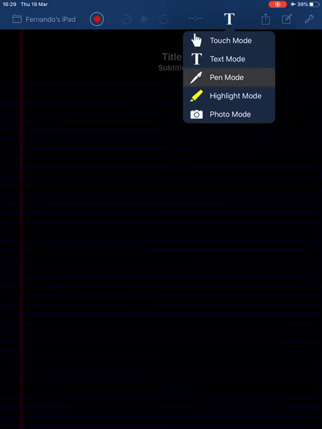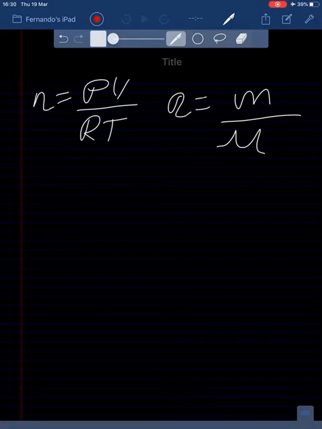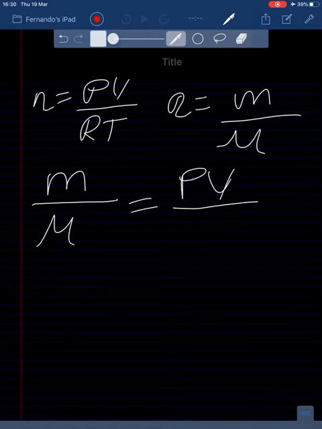So in these terms, I know that n is the same as PV over RT, and I know that n is also the same as m over M, the molar mass. Since they are the same, what we can do is this: the mass of the compound over the molar mass is the same as PV over RT. And now, with two different definitions, we can start modeling a more complex system.